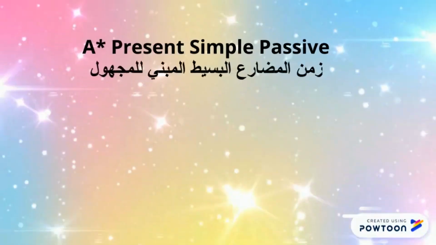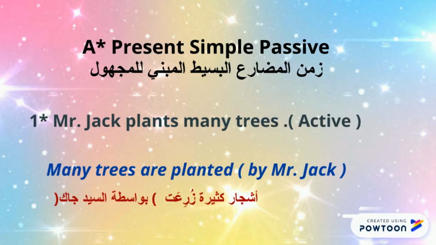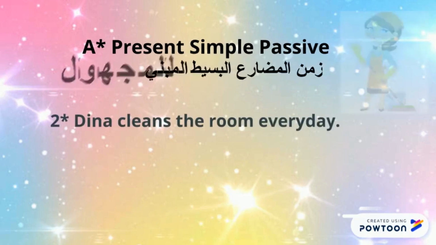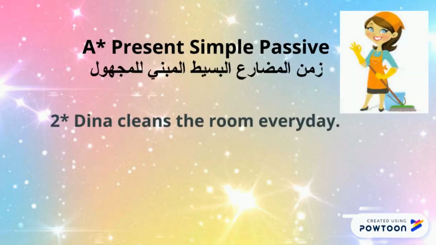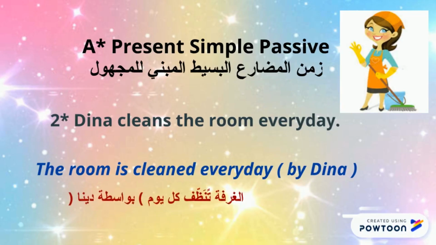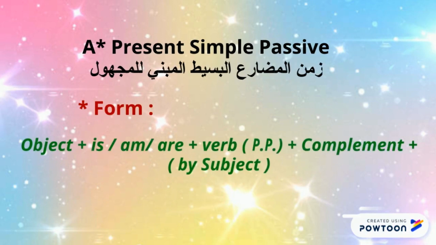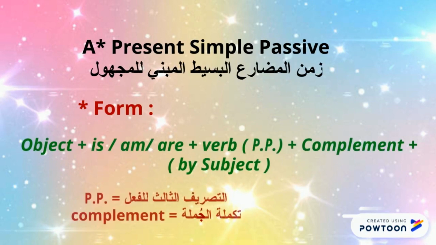Let's start with the present simple passive. 1. Mr. Jack plants many trees. Many trees are planted by Mr. Jack. 2. Dina cleans the room every day. The room is cleaned every day by Dina. So the form for a present simple passive is object plus is or am or are plus verb in past participle plus complement plus by subject.